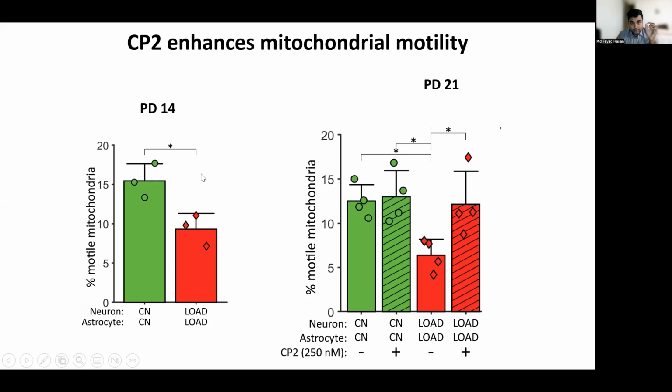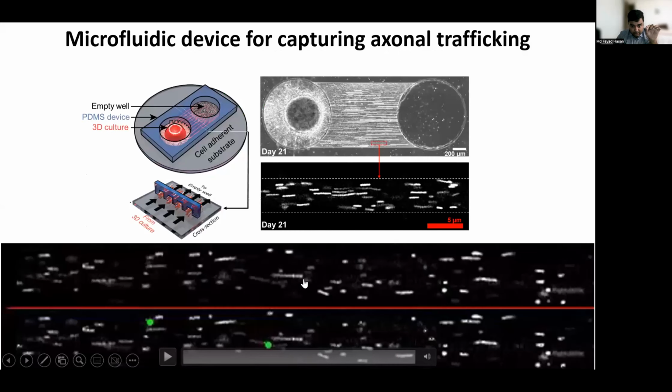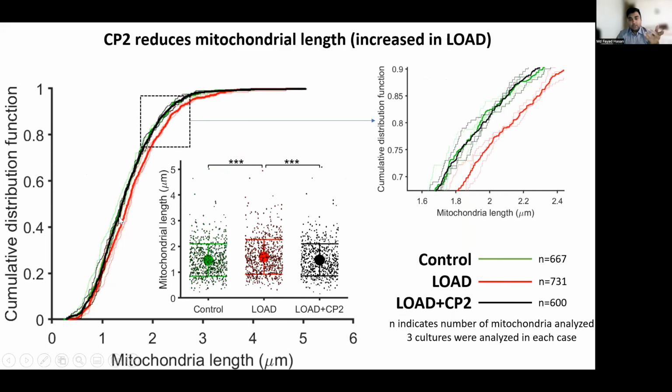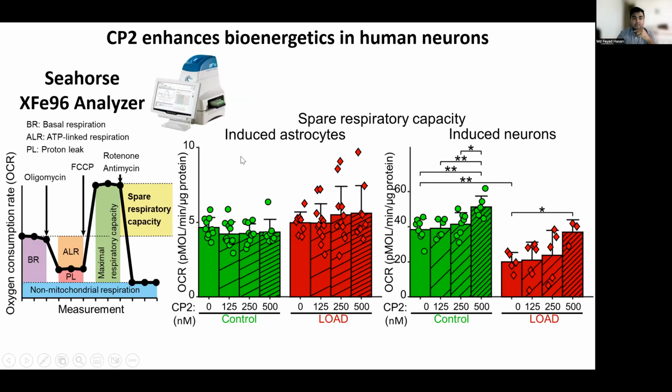We also detected the length of these mitochondria from these videos. The software gives it automatically. We saw that the green one is the healthy control and the red one is the Alzheimer's disease. You can see that in Alzheimer's disease the mitochondria get elongated, but if you add CP2, it goes back to this black one, or it decreases again. So that's another phenotype we can get from here.